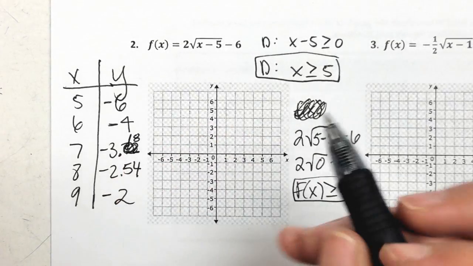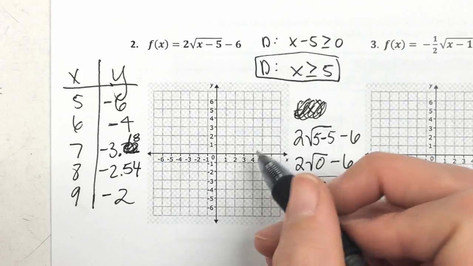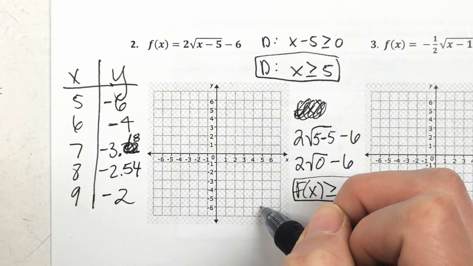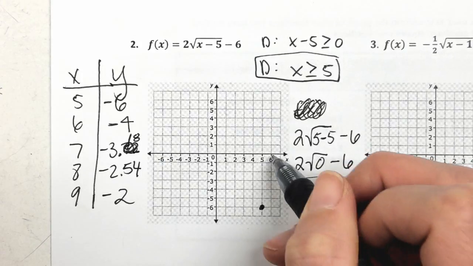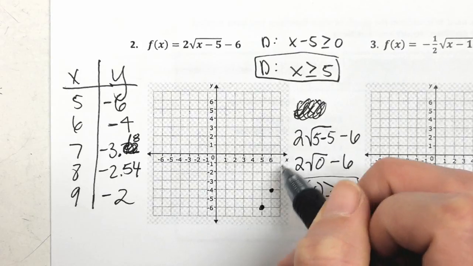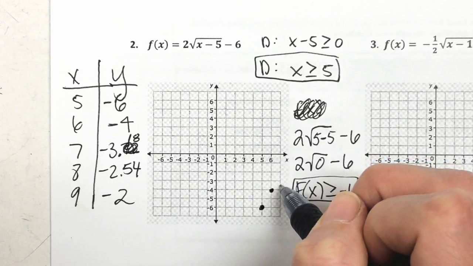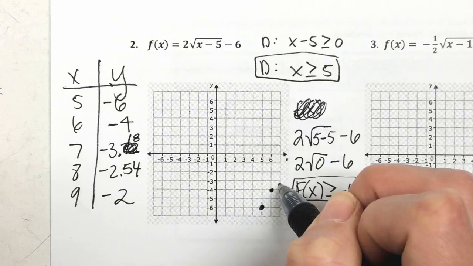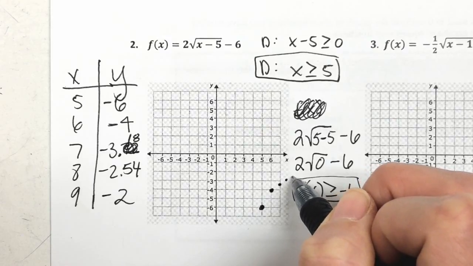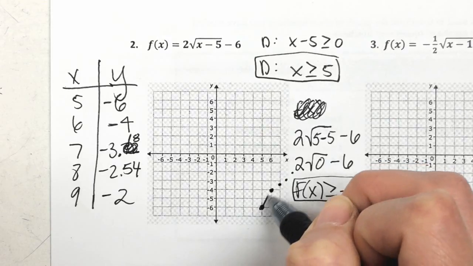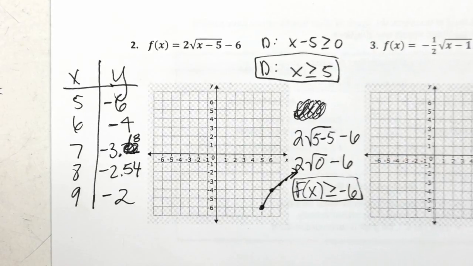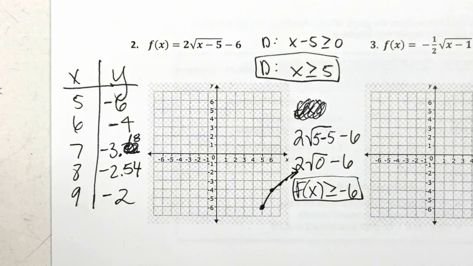Alright, now to graph them. So 5, negative 6 is going to be down here. 6, negative 4. 7, negative 3.18, so right about here. And you can see our other dots are going to be like so. Any questions about that one?